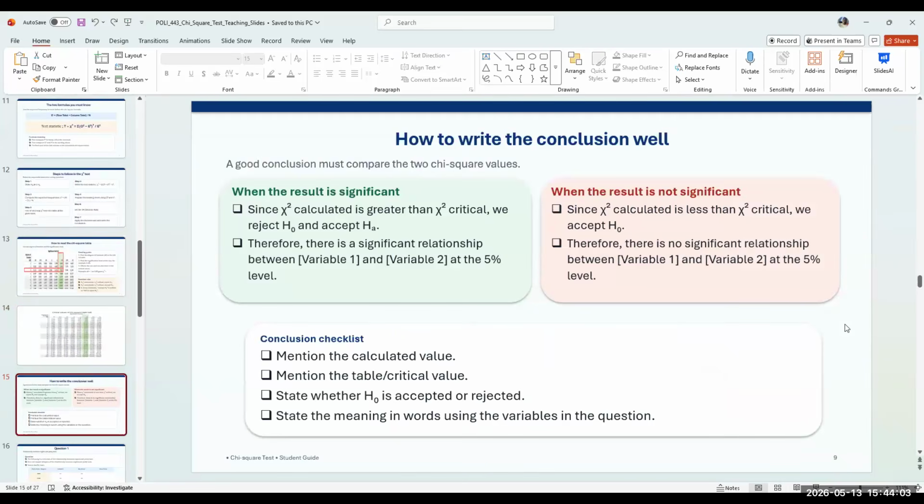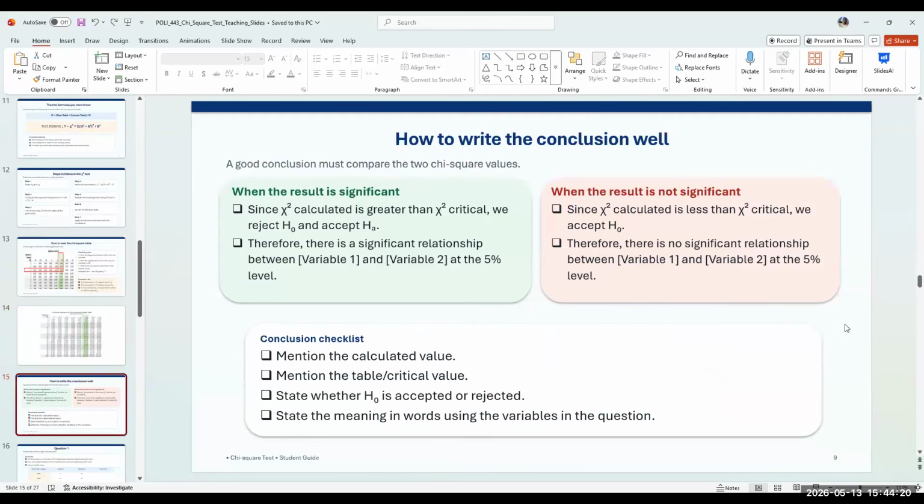Since S square calculated is greater than S square from the table, we reject H0 and accept HA. In the same way, at any point in time, if the S square calculated is less than the one that we read from the table, that means we are going to accept H0. That means H0 will rather be the truth.